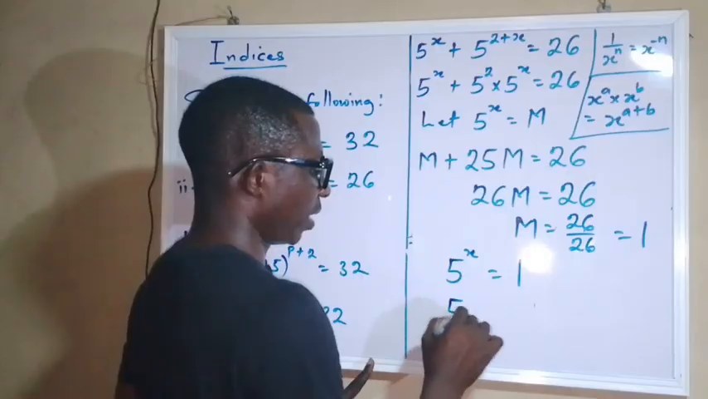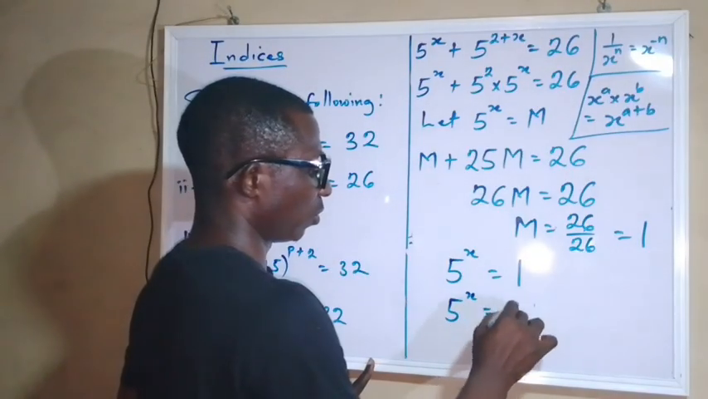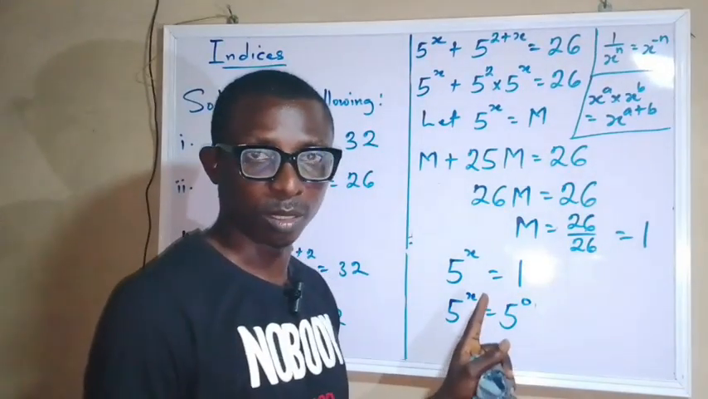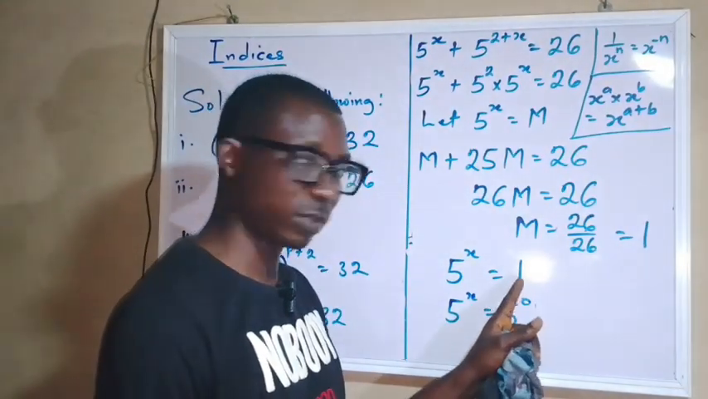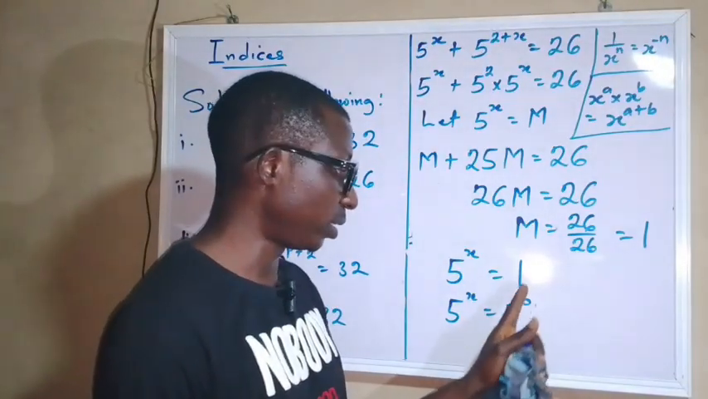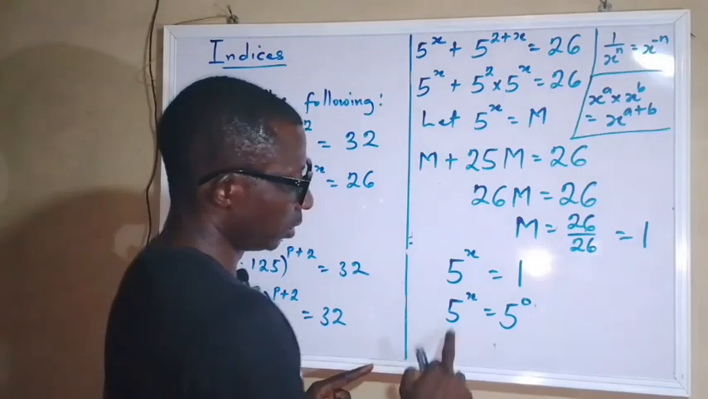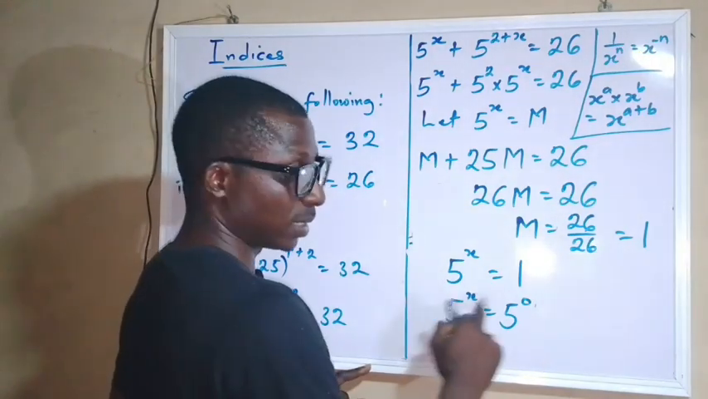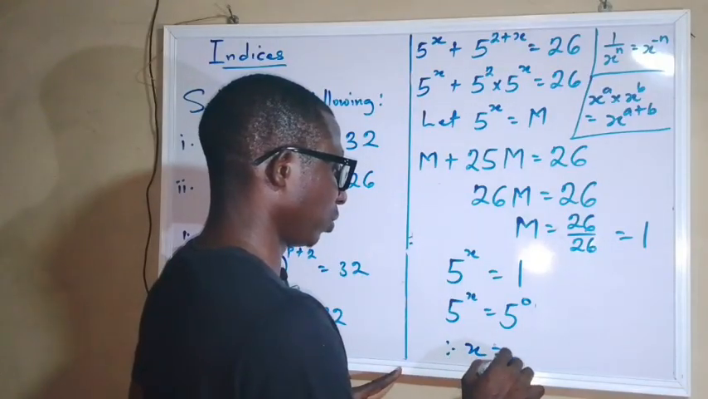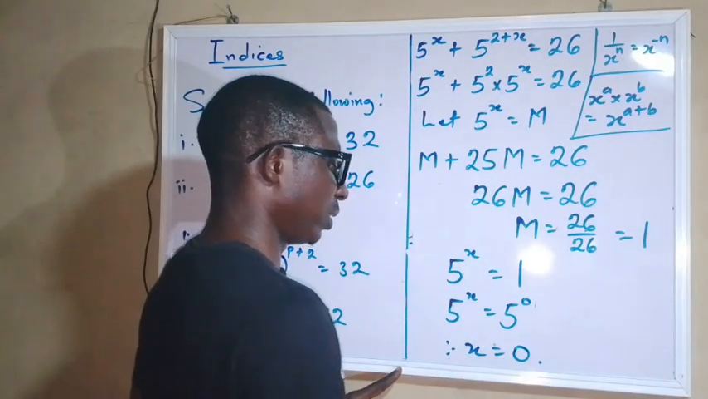And we have 5 raised to the power of x equals 5 raised to the power of 0. Any number apart from 0 raised to the power of 0 gives 1, and this is not 0, so it's the same thing as 1. So the bases are equal, which implies that the powers are also equal. Therefore, x equals 0. So this is the answer.